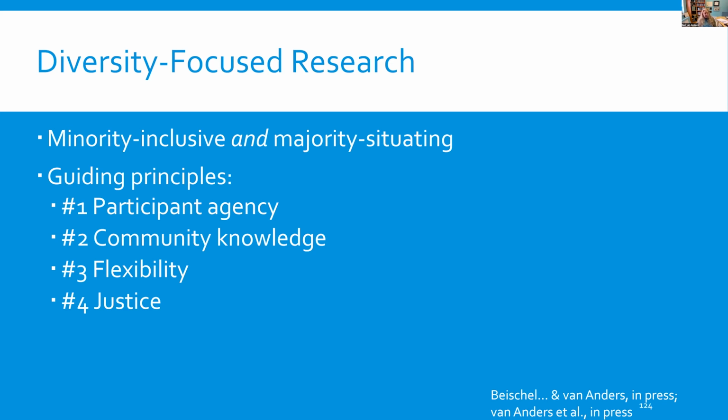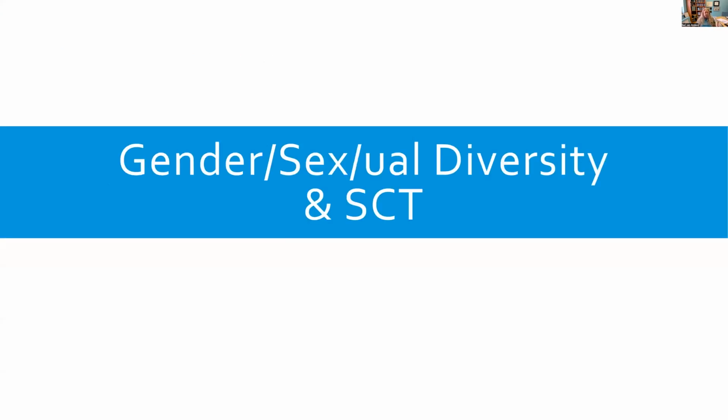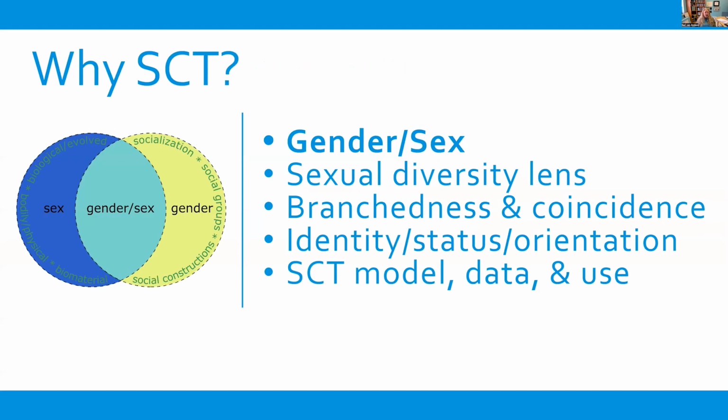And we also talk about these guiding principles for the research having to do with participant agency, community knowledge, flexibility, and justice, that all of those need to guide how we ask about and measure gender sex for the gender sex 3x3, for SCT, and in general in our research. So I want to close with talking about why gender sex and sexual diversity, so we have time for questions.